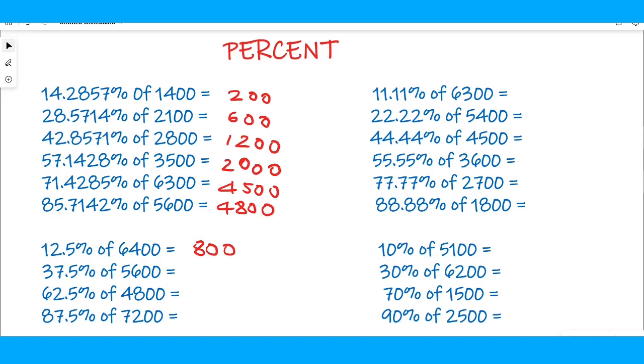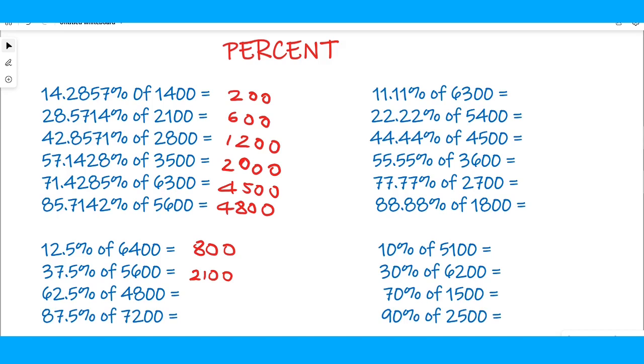37.5% is 3 upon 8. Hence 37.5% of 5600 is 3 upon 8 of 5600. 1 upon 8 of 5600 is 700, and 3 times 700 is 2100. Thus 37.5% of 5600 is 2100.